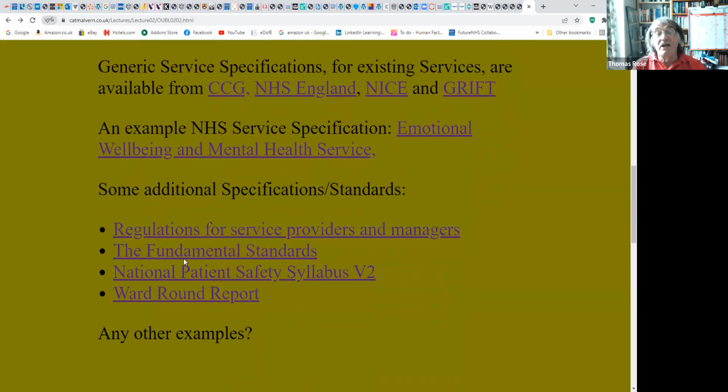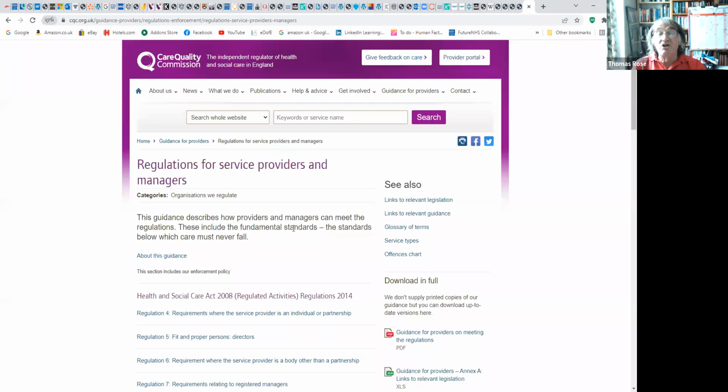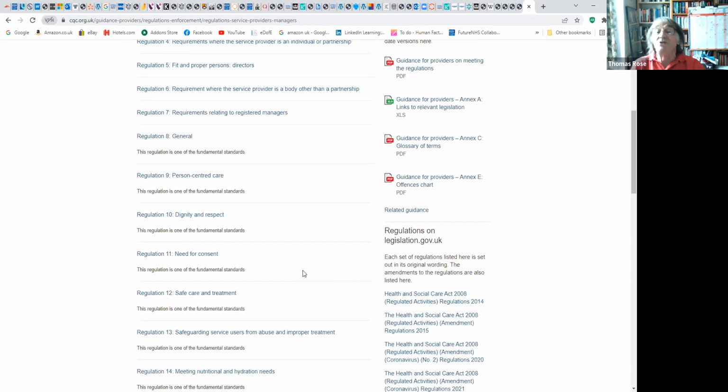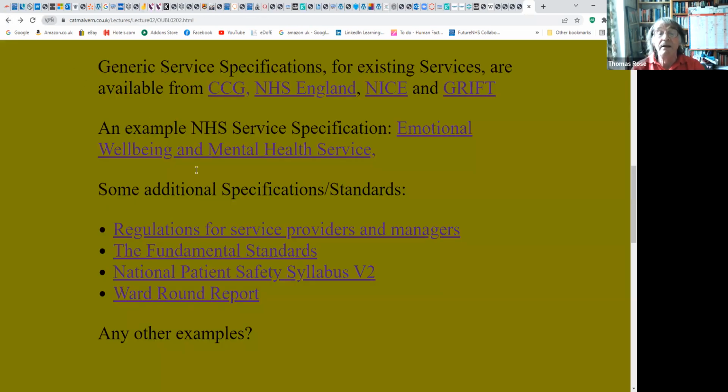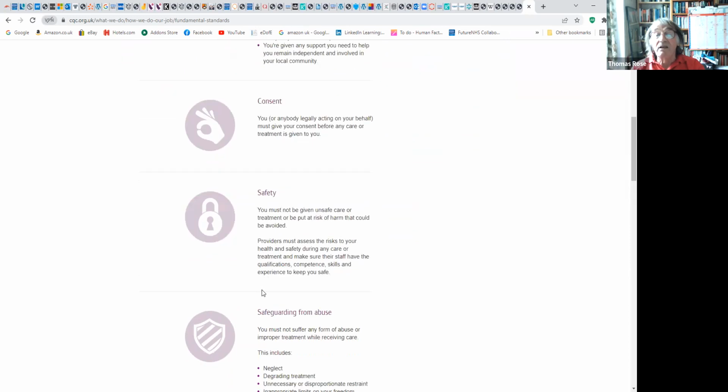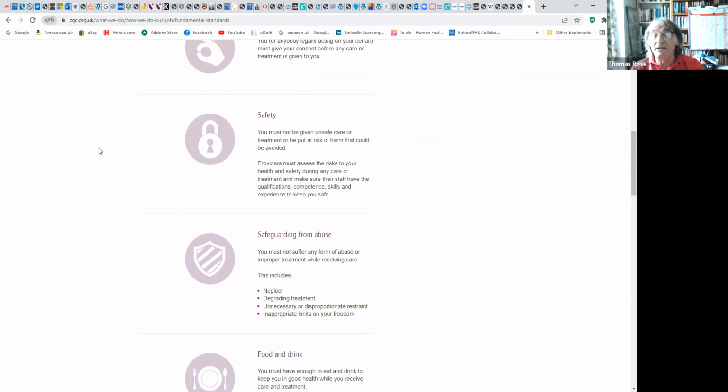I've just included one or two here. This is the regulation for service providers, and it's quite an extensive document, but there is lots of information available in how to comply with these documents, and everyone should be complying with this one. And the fundamental standards are here. That's another set of standards that you'll be inspected against on a CQC inspection.